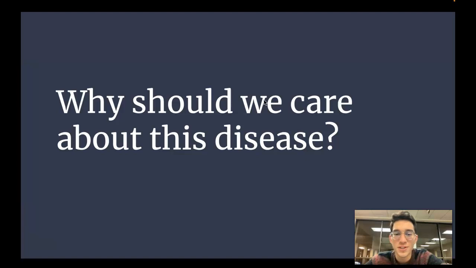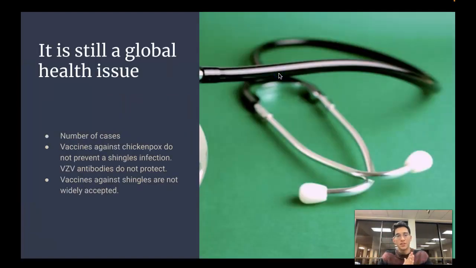Why should we care about this disease? It is still a global health issue. An important part about shingles is that it only manifests itself when the person infected has a low immune system, a weak immune system, or is immunocompromised.